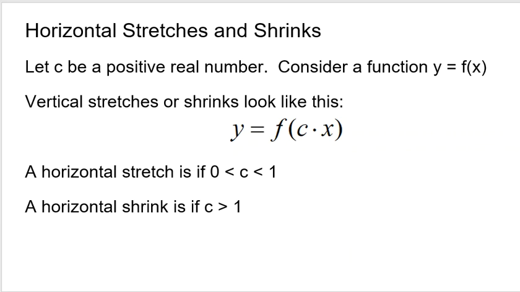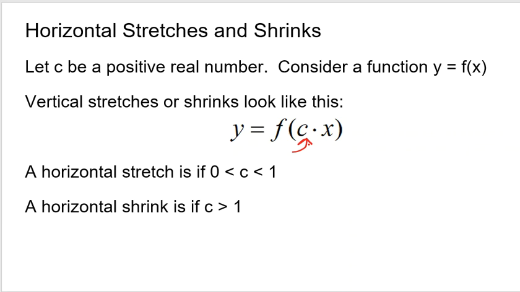This is done by multiplying by a constant C inside the function. Now, kind of opposite here. So again, you've got to really study this. Maybe make note cards, study your notes, whatever. A horizontal stretch is when that C value is between 0 and 1. So when that C value is 0.25 or 1/2 or 1/3, that's when you're going to get that stretch. That's going to take the left side and the right side and pull them apart.